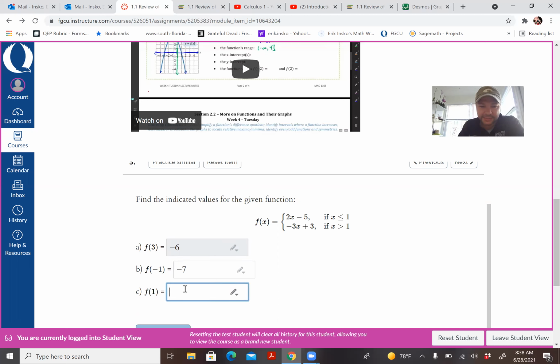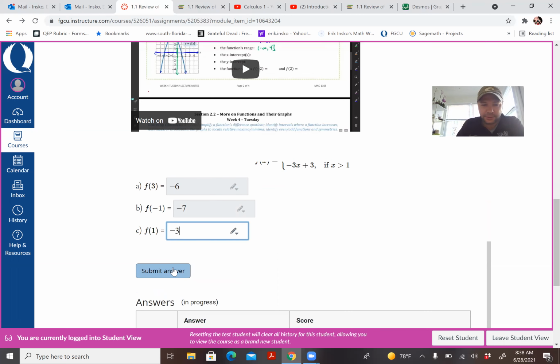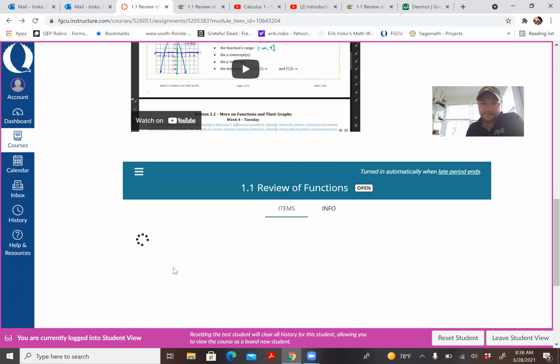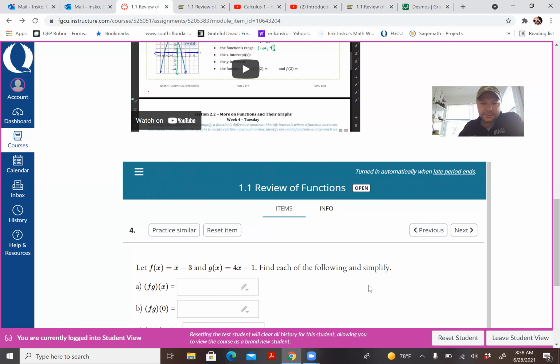Okay, and finally, the last one is f of 1. Well, f of 1 falls into this category because 1 is less than or equal to 1. So we're going to follow this rule here. So it's going to be 2 times 1 minus 5, which is -3. And now let's check our work. Perfect. Okay. All right. So that's a good start anyways.